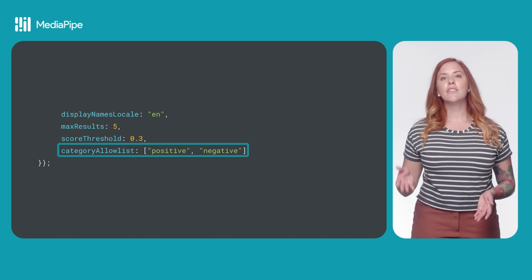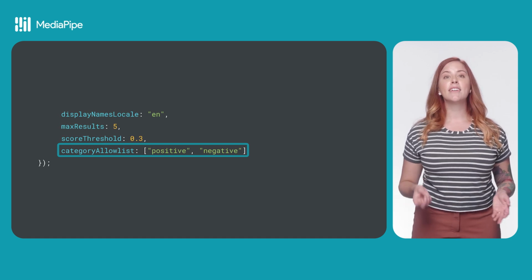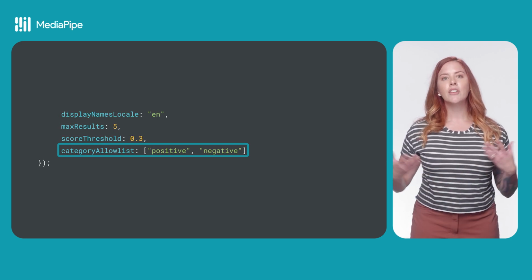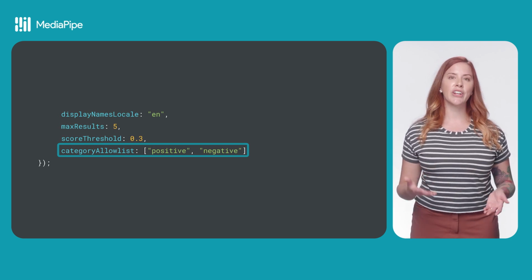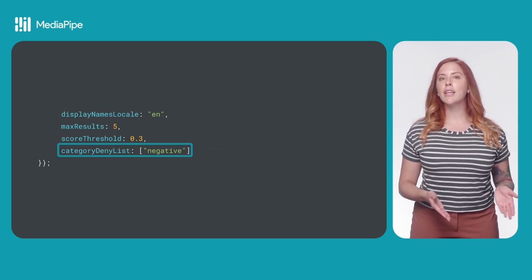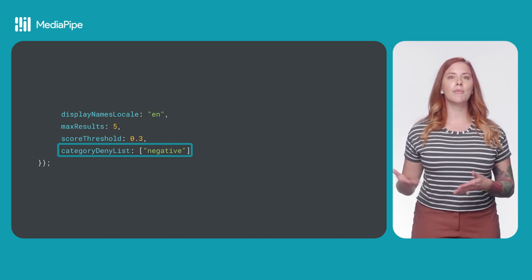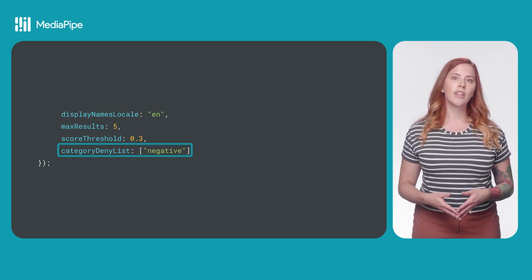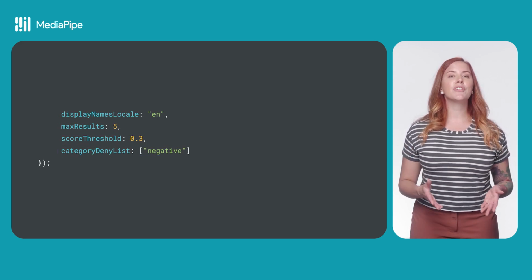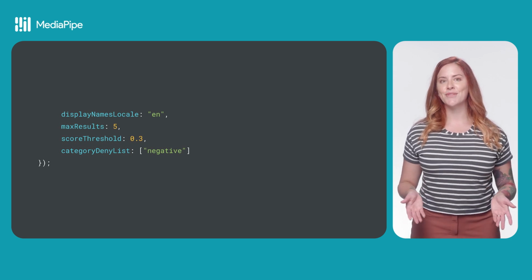Category allow list sets the optional list of allowed category names. If non-empty, classification results whose category name is not in this set will be filtered out. Duplicate or unknown category names are ignored. Category deny list sets the optional list of category names that are not allowed. If non-empty, classification results whose category name is in the set will be filtered out. Duplicate or unknown category names are ignored. Note that this option is mutually exclusive with category allow list, and using both results in an error.